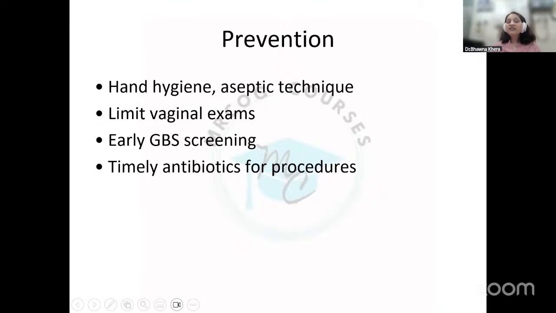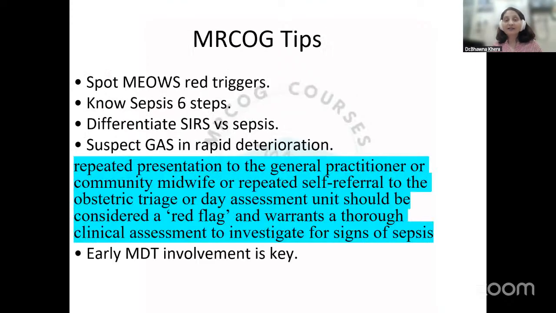Prevention: hand hygiene, aseptic techniques to be used. Limit vaginal examinations. Early GBS screening to be done. Timely antibiotics for procedures. So maintain complete aseptic techniques, limit vaginal examinations, do early GBS screening, and give timely antibiotics for procedures. So this is how prevention works. And of course, prevention is always better than cure. That is why RCOG says think sepsis.